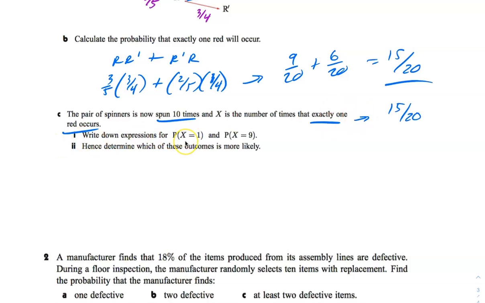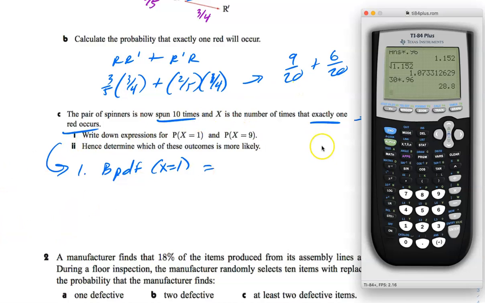Write the expression for P of x equals 1. So I just got to write it down. I actually got to solve it. So it's binomial PDF of x equals 1. And actually, let's put it in my calculator. Let's just solve this real easily. In my calculator, I'm going to go second, distributions, so binomial PDF. Our trials were 10 trials. Probability is 15 out of 20. And then our x value is 1.